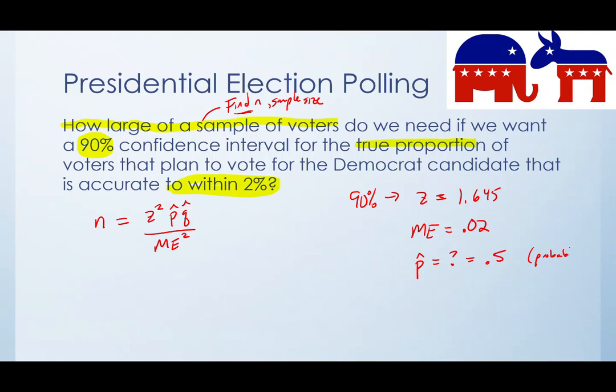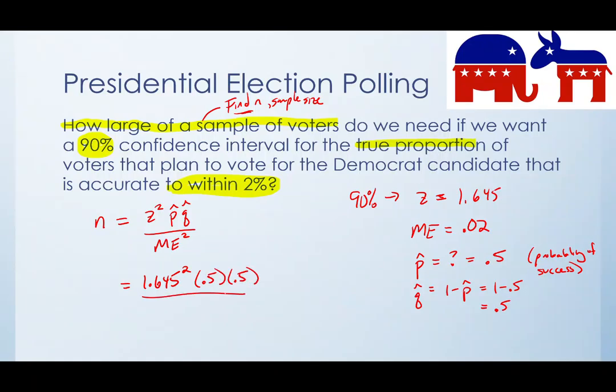That's our probability, our proportion of successes, right? Probability of success, which in this case would be voting for the Democrat candidate. And our q hat, remember, is 1 minus p hat. So 1 minus 0.5 is also equal to 0.5. So from this point on, we are looking at plug and chug, right? 1.645 squared times 0.5 for p hat times 0.5 for q hat, divided by margin of error squared, 0.02 squared.